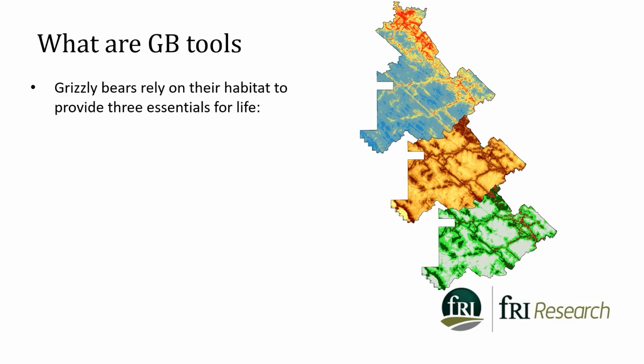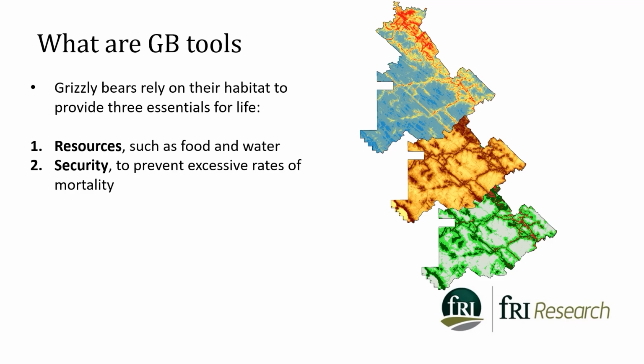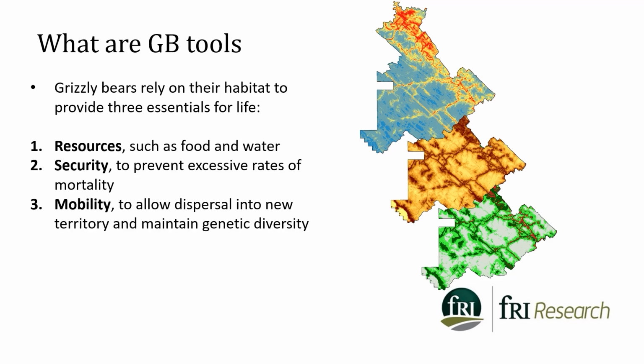So first, let's just go over again, what are the grizzly bear tools? We know that grizzly bears rely on their habitat to provide three essentials for life. The first is resources, such as food and water. The second is security, to prevent excessive rates of mortality. And the third is mobility, to allow dispersal into new territory and to maintain genetic diversity.